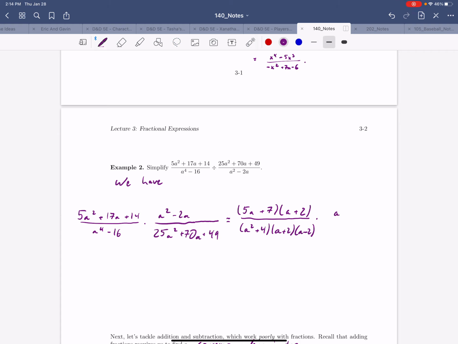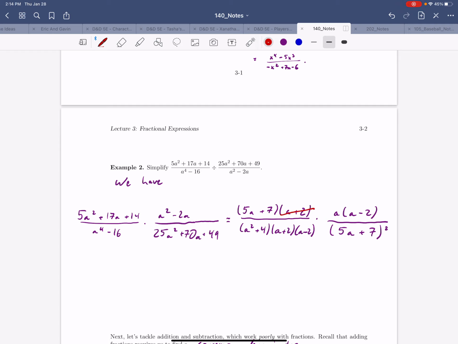I think this one's not so bad. Factor out an a and you're left with a minus 2. Here, this looks like a square to me. It looks like 5a plus 7 quantity squared. That's what it looks like to me, and then you can do it out and see that works. Well, that's pretty nice, because that means we can cancel all sorts of stuff out.